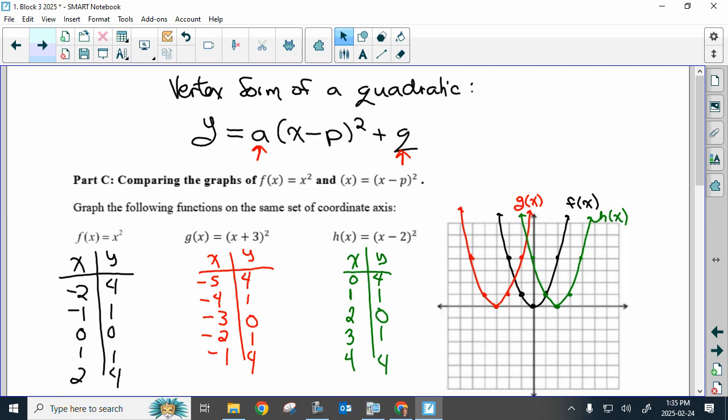Junior high would have said slide left 3. You guys see it as a slide left 3? In pre-calculus, we describe it as a horizontal translation left 3. And it's the exact opposite of what you'd expect. That's why you get this negative sign in here.